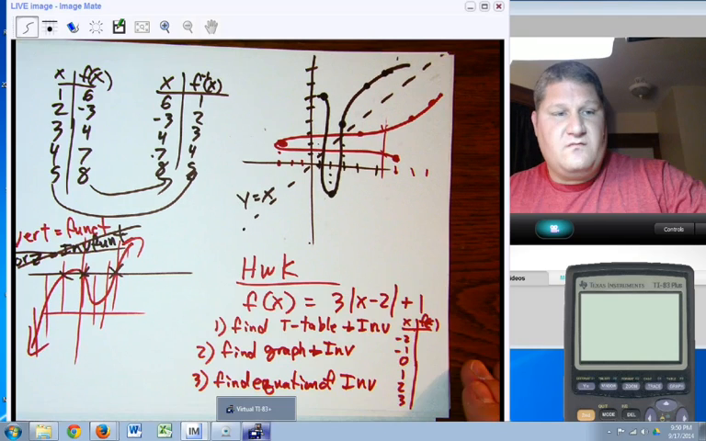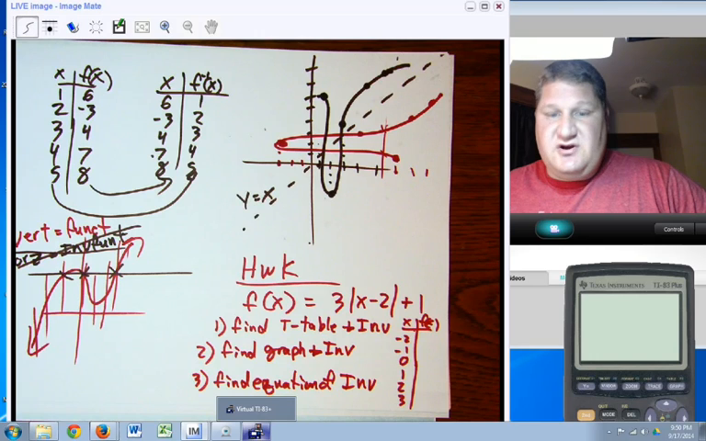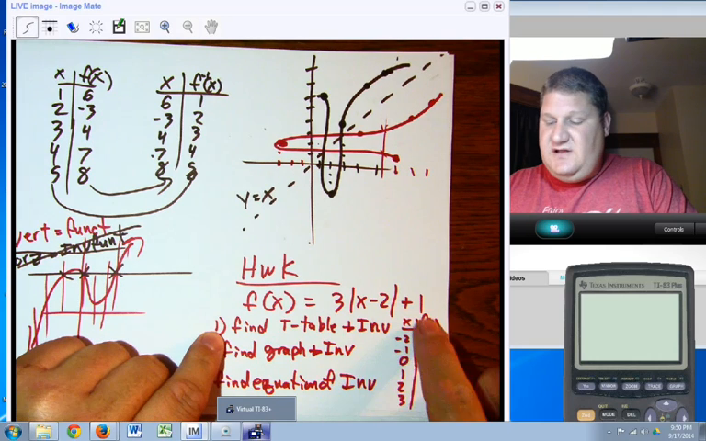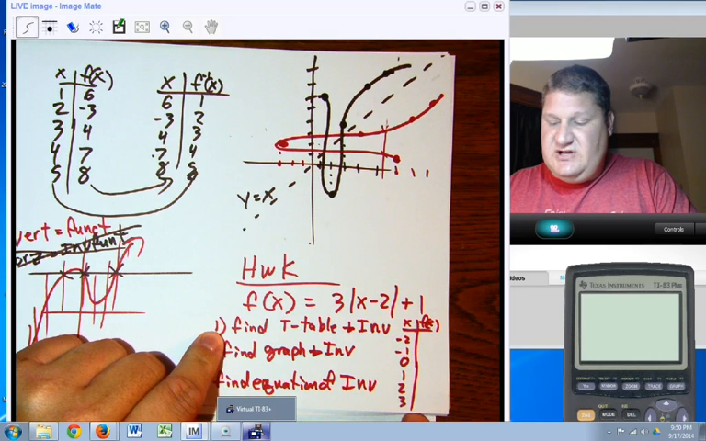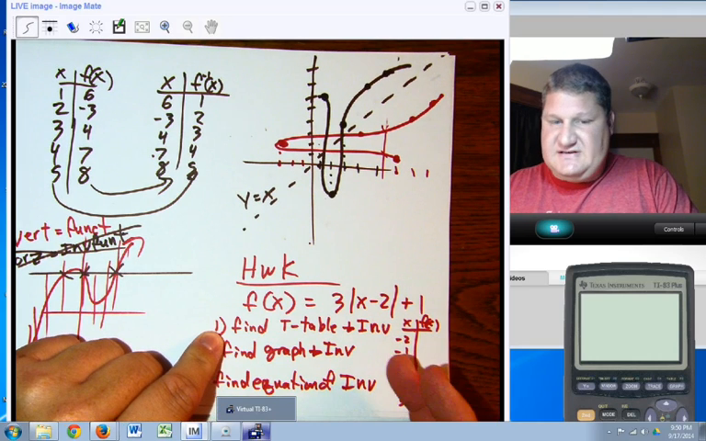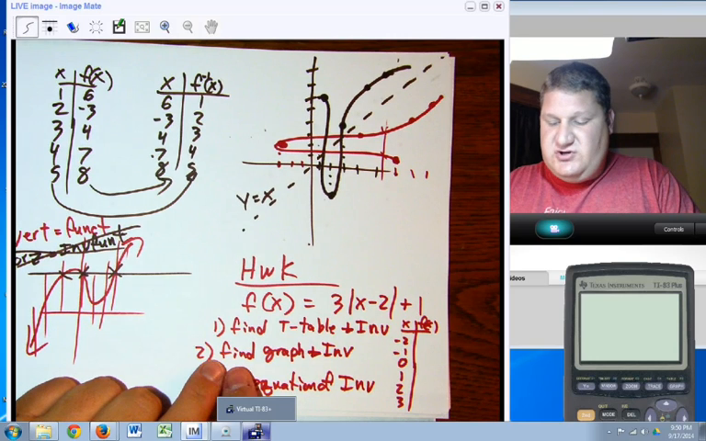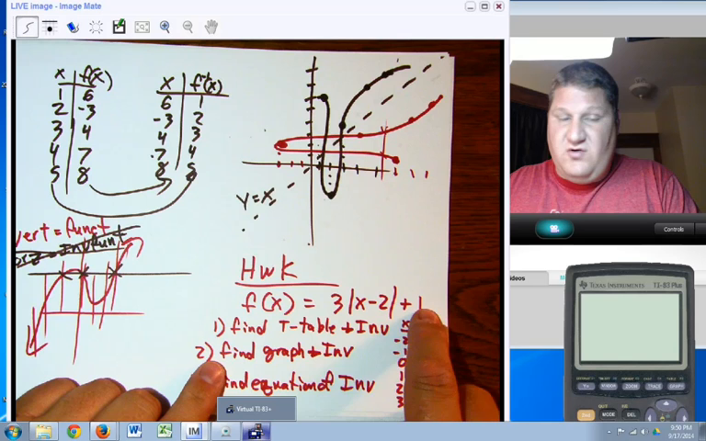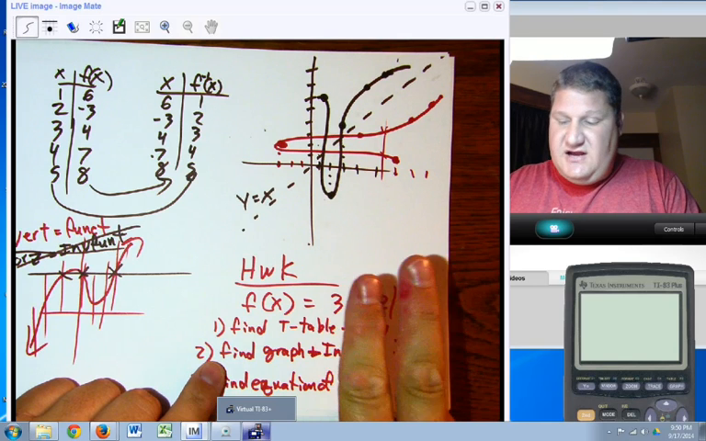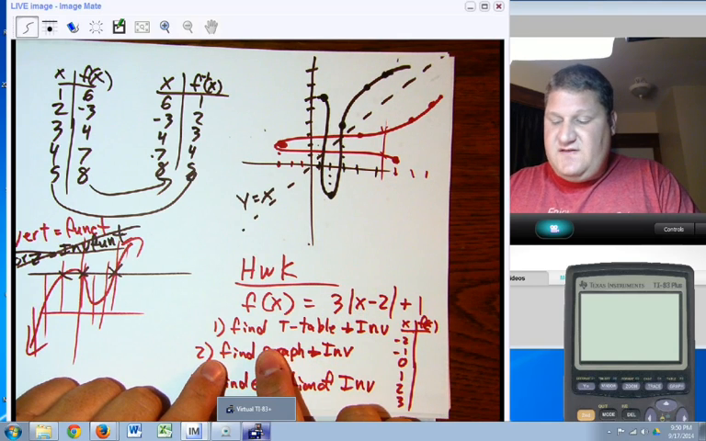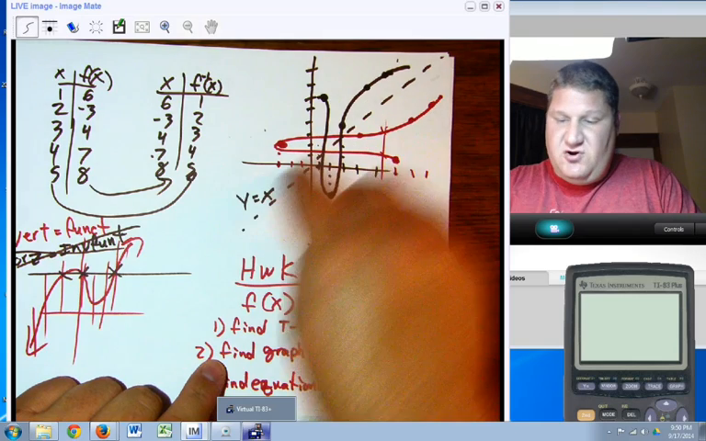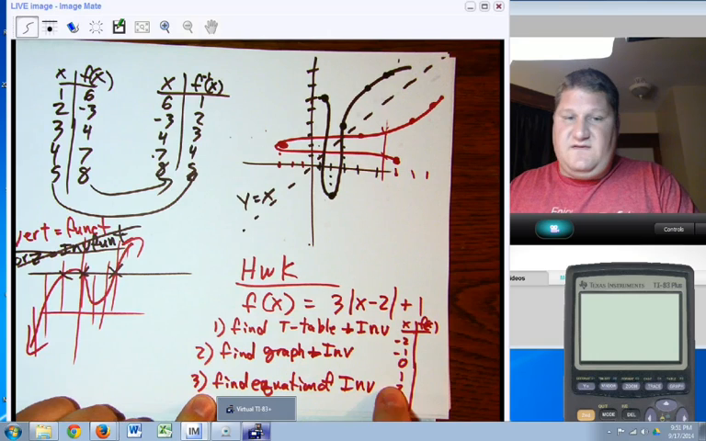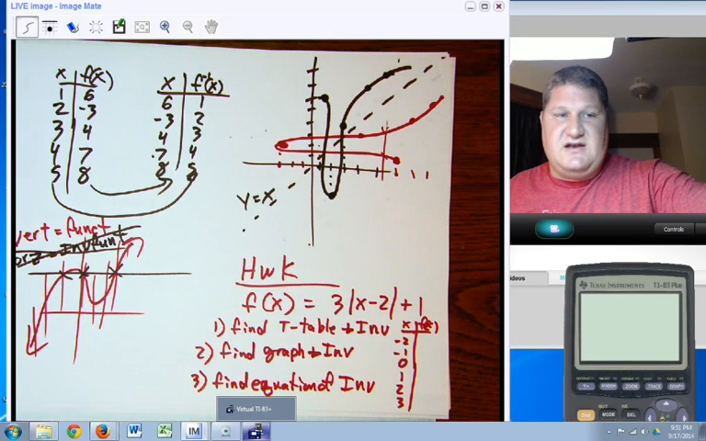Okay, ladies and gentlemen, here's your homework. Given f of x equals this, I want you to fill in this t-table. Then I want you to give me the inverse of that t-table. I also want you to find the graph of this function. You should be able to do it. It's going to be shifted over 2, up 1, tighter by 3. Then I want you to find the graph of its inverse by flipping it over the line y equals x. Finally, I want you to switch the two variables and find the equation of the inverse. Make sure you write it down and have it ready to go.